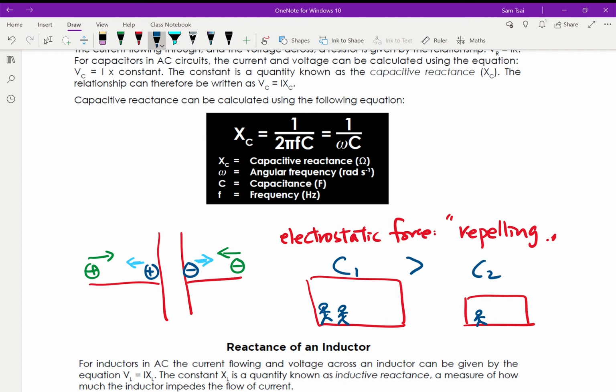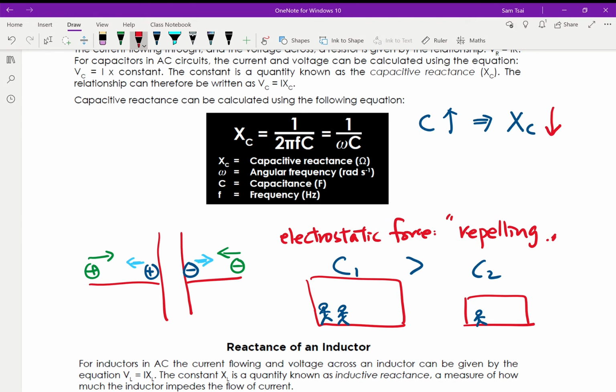So what does that mean? That means when the capacitor is bigger, like the bus is bigger, it's easier to move in, and that means the reactance is smaller. Okay, so that's the idea.